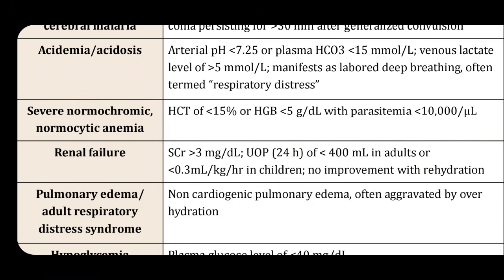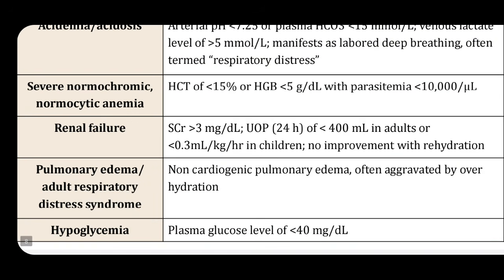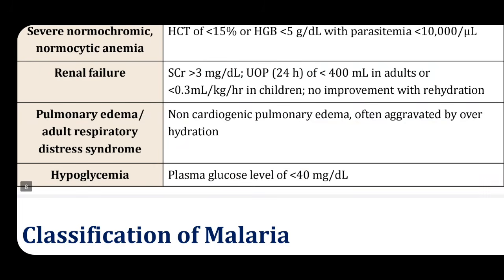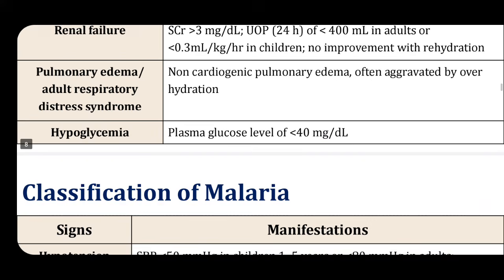Renal failure: serum creatinine of greater than 3 mg per deciliter, urine output in 24 hours of less than 400 ml in adults, or less than 0.3 ml per kg per hour in children, with no improvement with rehydration. This is called renal failure as a result of malaria. Pulmonary edema or adult respiratory distress syndrome: non-cardiogenic pulmonary edema, often aggravated by overhydration. Hypoglycemia: the patient may come with hypoglycemia, that means plasma glucose level of less than 40 milligram per deciliter.